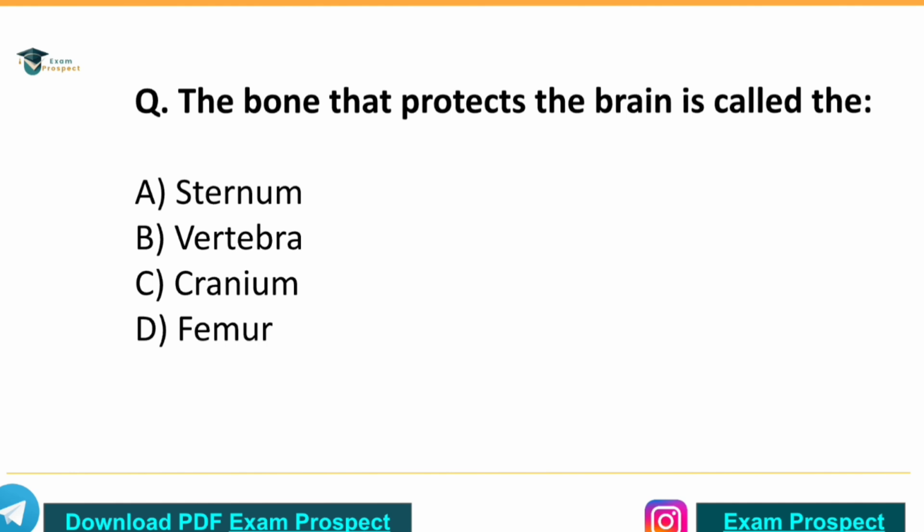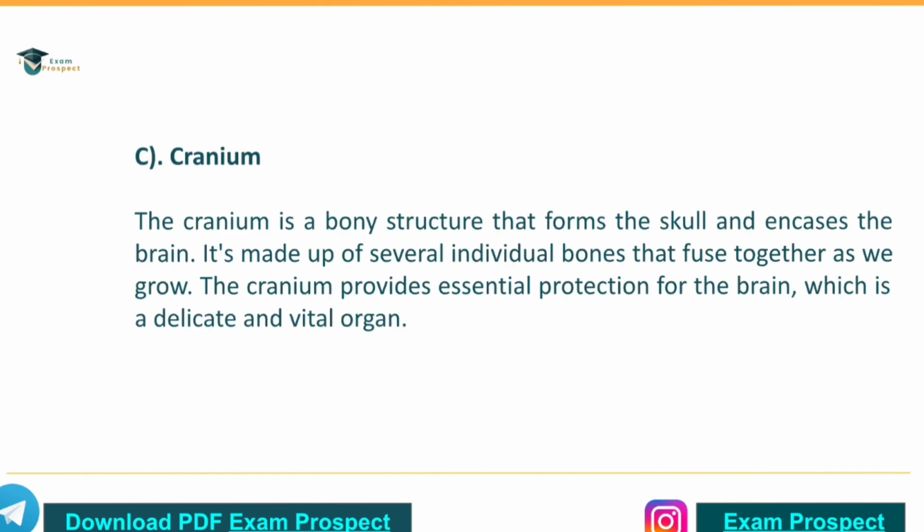Next question, the bone that protects the brain is called a? Correct answer is option C, cranium. The cranium is a bony structure that forms the skull and encases the brain. It's made up of several individual bones that fuse together as we grow. The cranium provides essential protection for the brain, which is a delicate and vital organ.